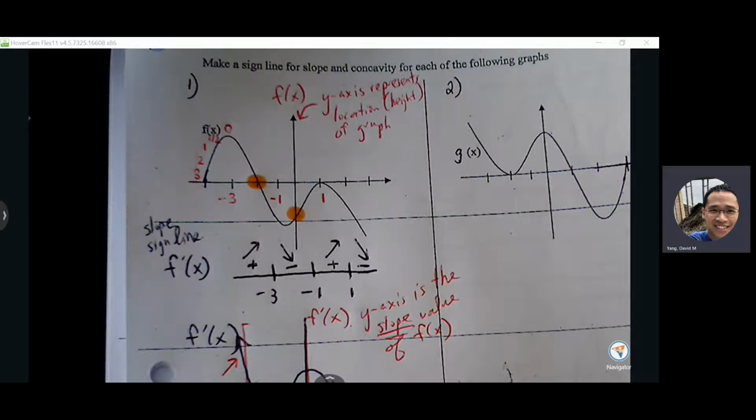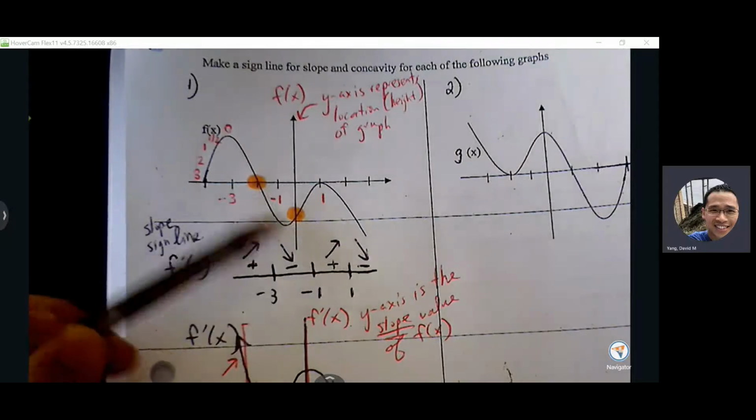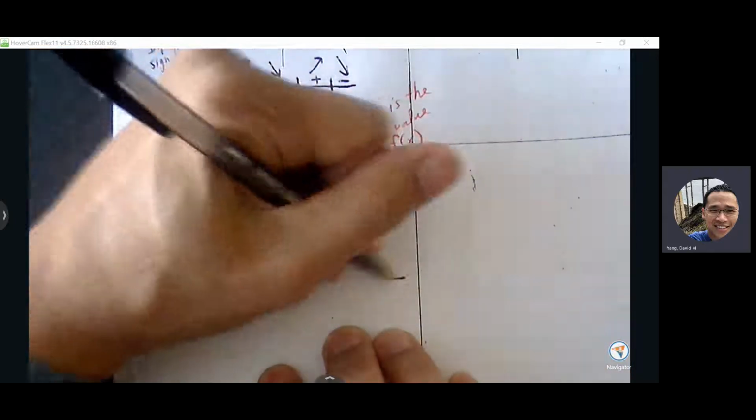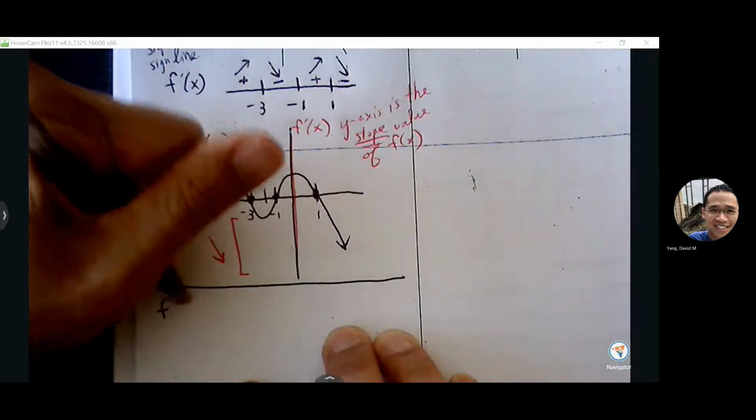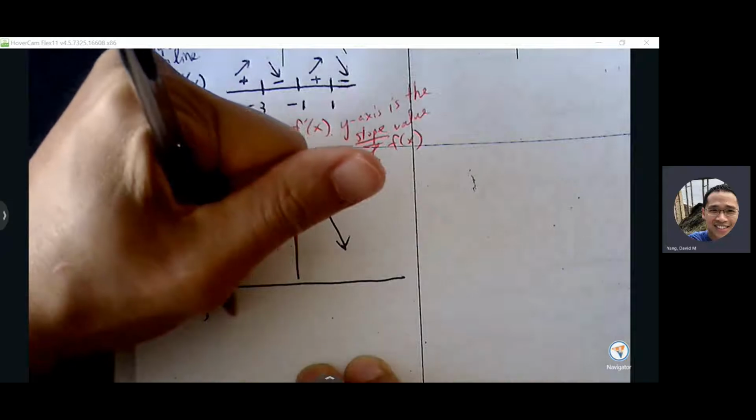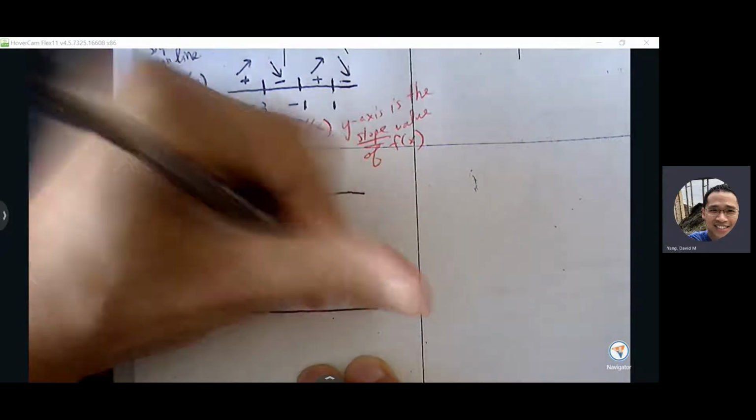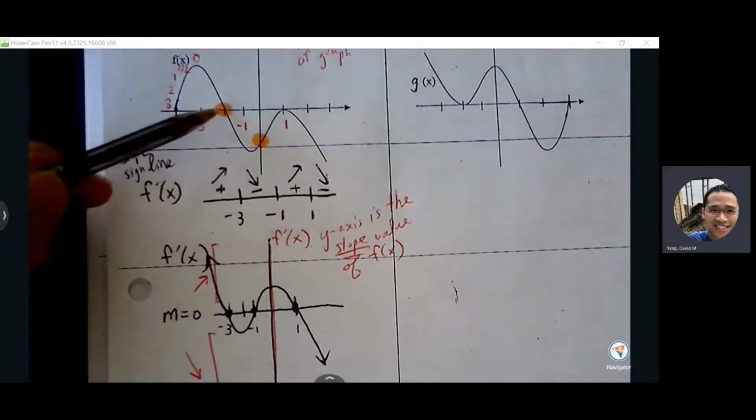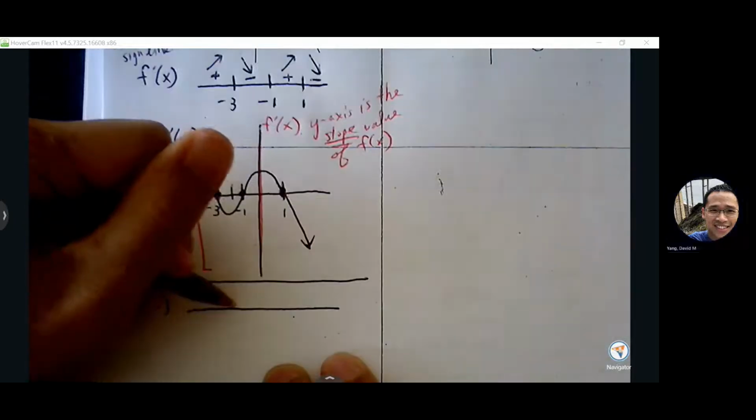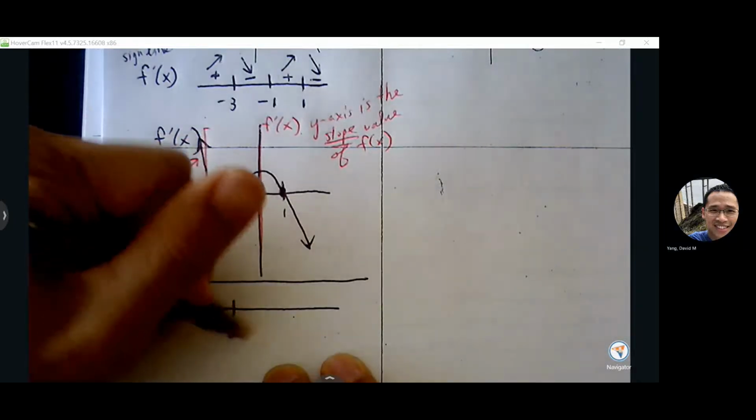-2 and... what's the x value here? 0. Okay, so -2 and 0. Okay, so let's create a second derivative sign line here. And we're going to put that information onto our second derivative sign line. Okay, so we say -2 and 0 are our points of inflection.